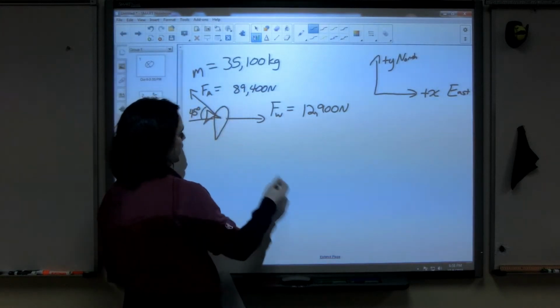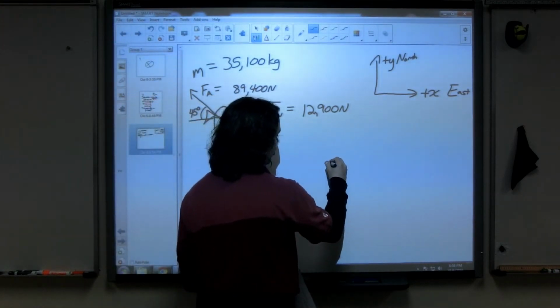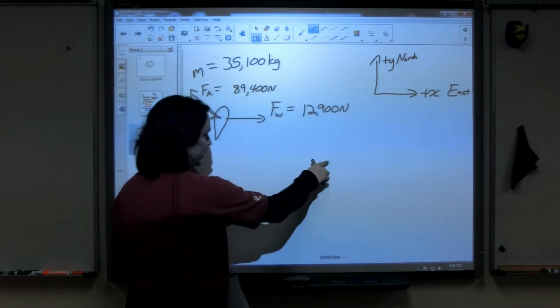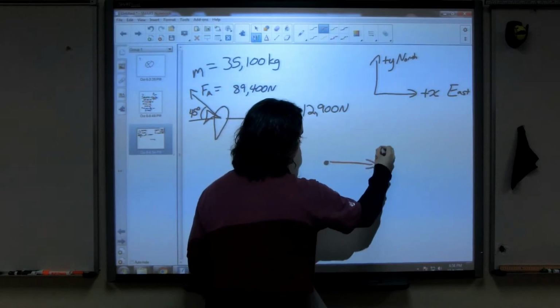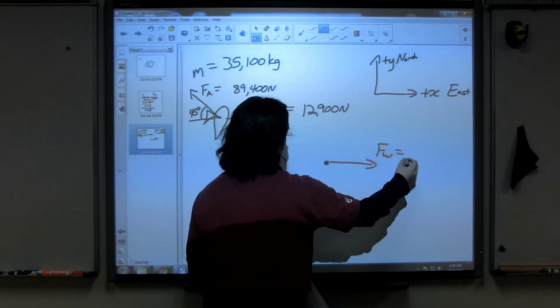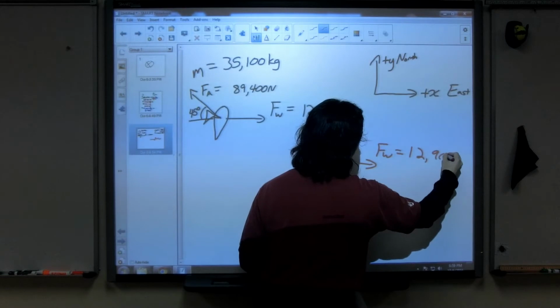Now, I've got a drawing here, but I'd like to see it a bit more clearly, so I am going to draw a free body diagram. Here's my boat, and I'm going to put the forces that are acting on it. I'm going to call this one Fw, force of the water, 12,900 newtons.